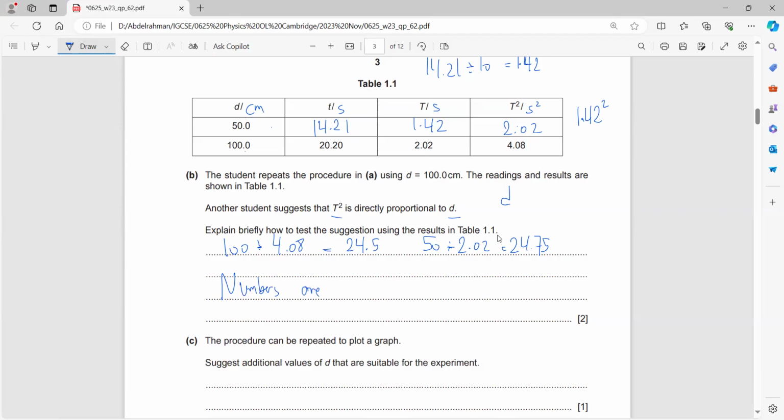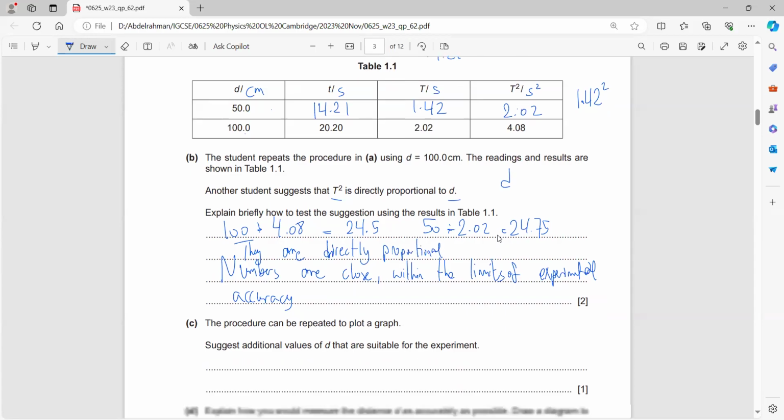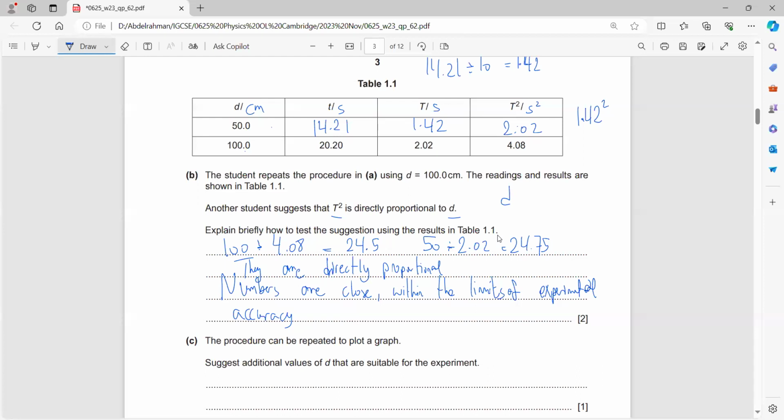Write these numbers above as well. The numbers are close and within the limits of experimental accuracy. Why? Because they are close. So they are directly proportional. As d increases, t squared increases.